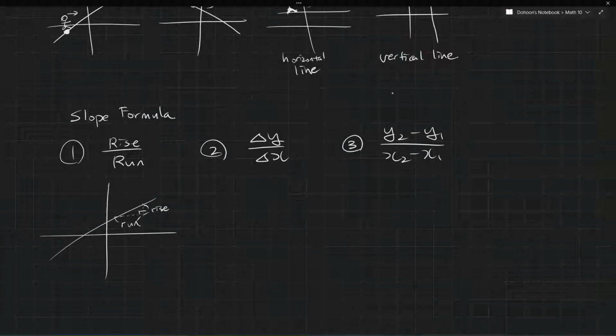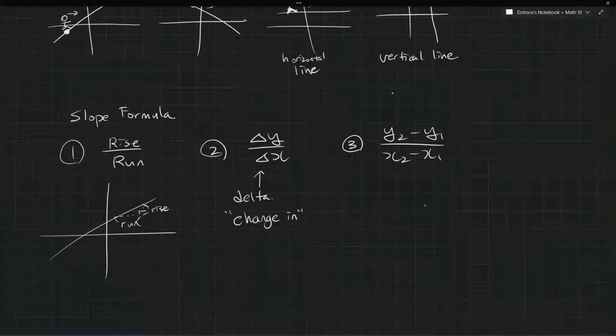The second one, the delta y and delta x. This triangle thing is a Greek letter that reads delta. And in math, it means change in. So in other words, I can read the second slope formula as change in y over change in x. Okay, and they all mean the same thing. Rise is my vertical movement, so that's change in y. And the run is my horizontal movement, so it's change in x.